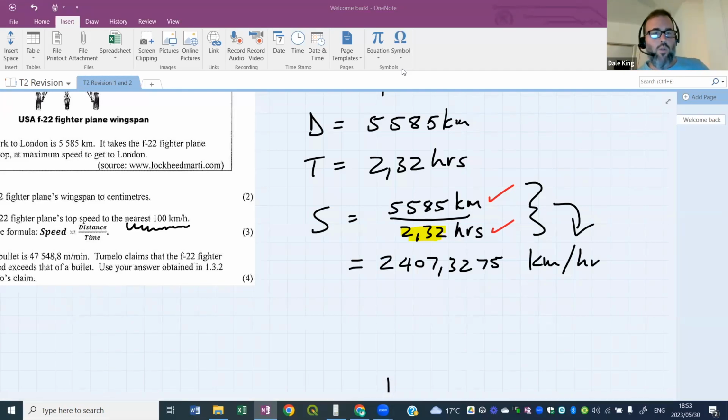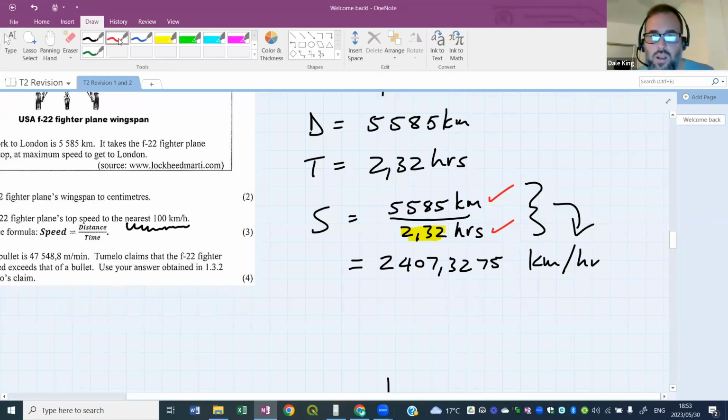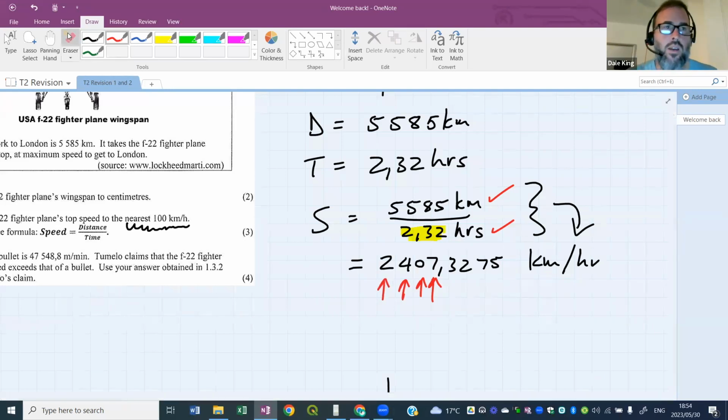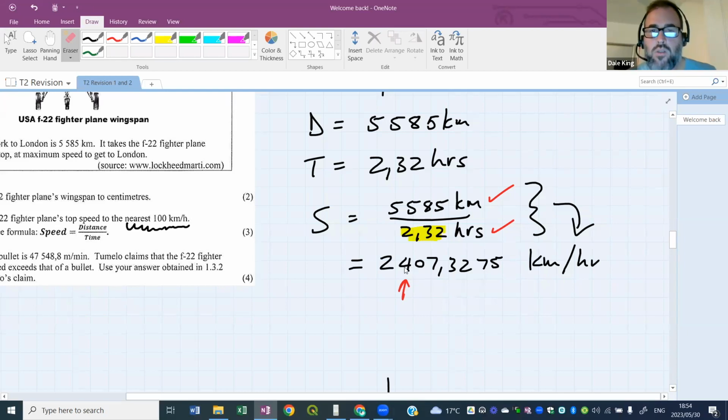We are not done yet because the question said you need to round this off to the nearest 100 kilometers per hour. Now, where are the hundreds of kilometers per hour? These are the units. These are the tens. These are the hundreds. These are the thousands. We just want the hundreds, which is this 4. We have to round this 407 to the nearest 100. Is 407 nearer to 400 or nearer to 500? It's got to be closer to 400. So this rounded off is 2,400 kilometers per hour.